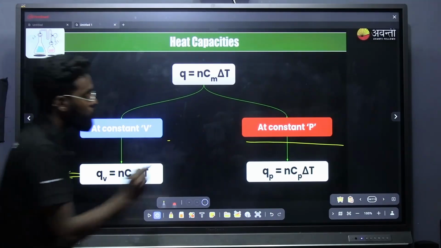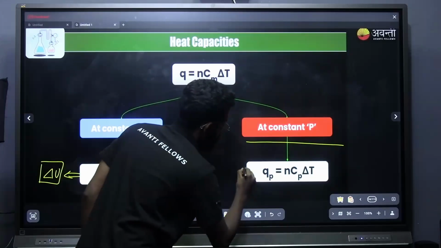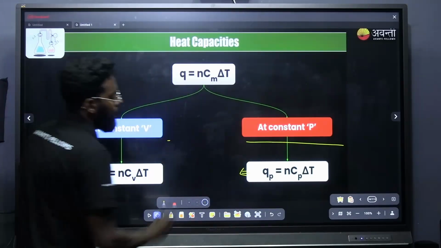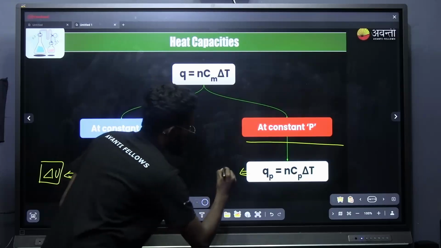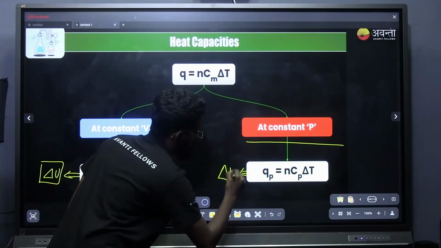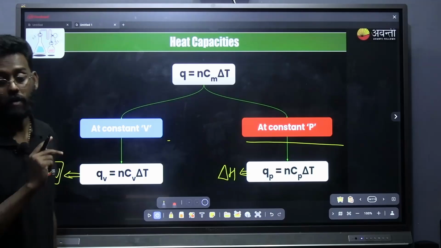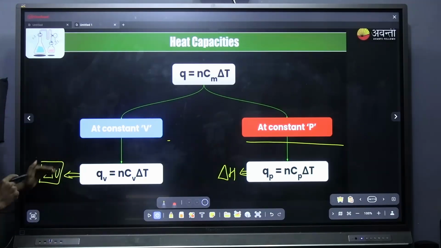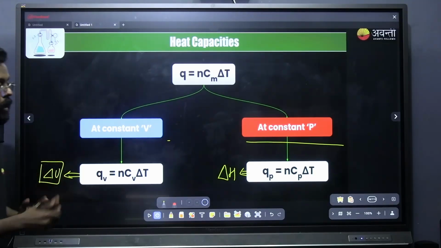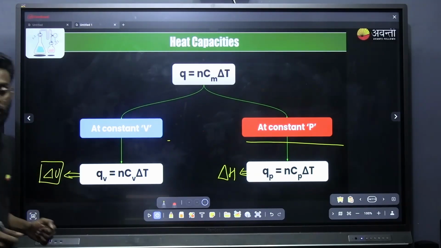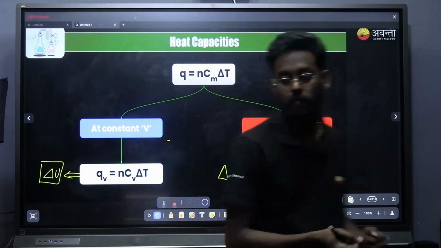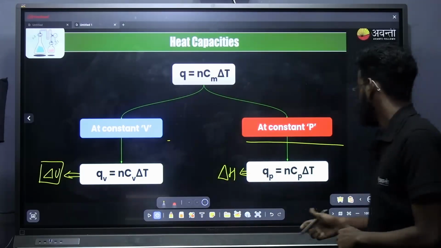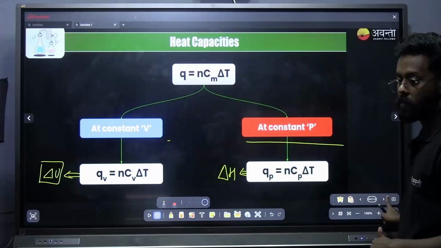At the same time, Qp is heat exchange between system and surrounding at constant pressure. It is nothing but delta H, that is change in enthalpy. Very important. Qv is delta U, Qp is delta H. Have you noted down everything, students? Yes. Okay. Now I am moving.